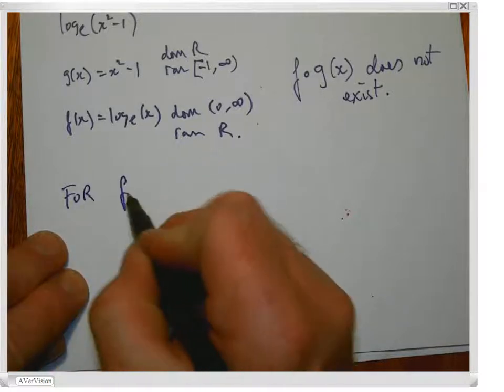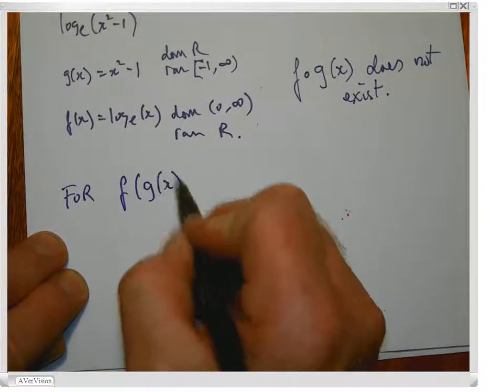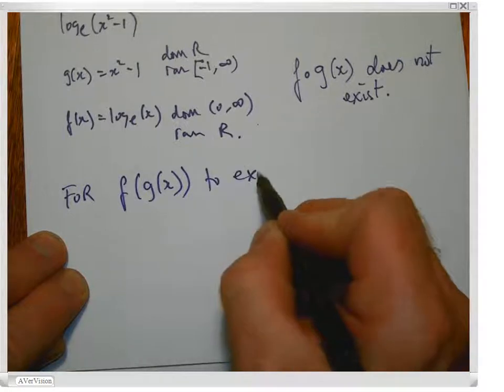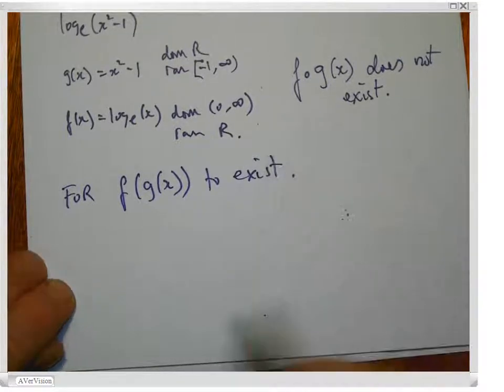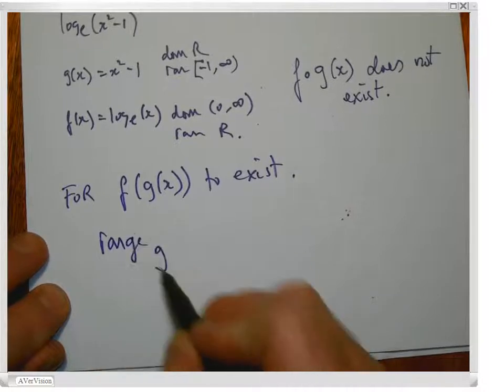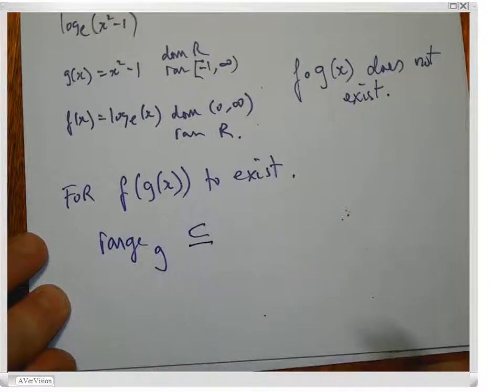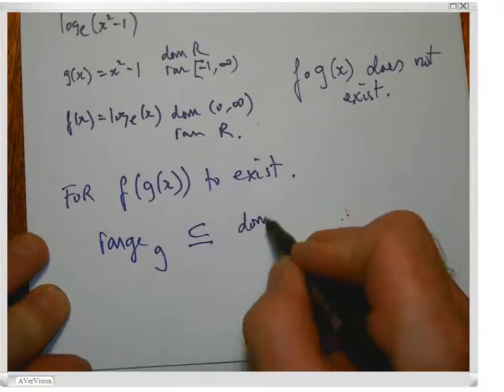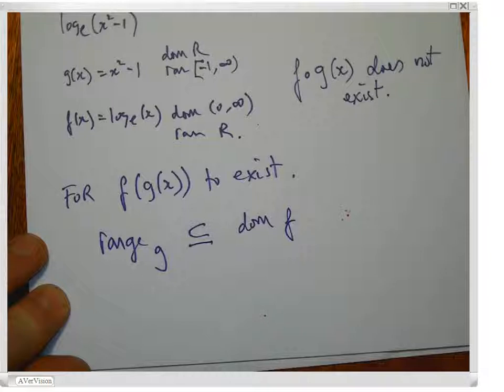For f of g of x to exist, the range of g has to be a subset of or equal to the domain of f. And if that's not the case, then the composite function doesn't exist.